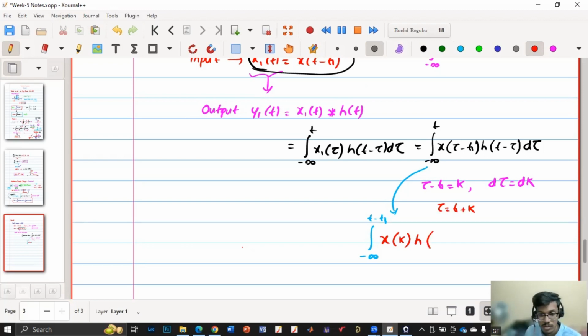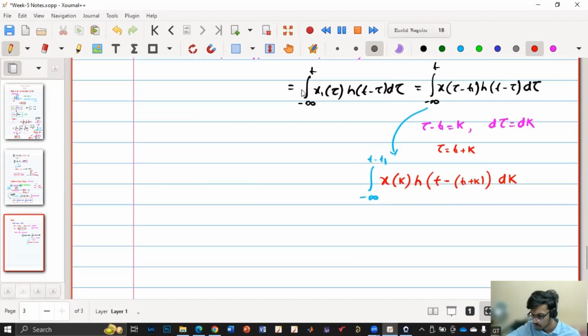Are you following? Yes. So my tau is t1 plus k, so it will be h of t minus t1 minus k, and dk. Please correct me if I'm making any mistake. Yes, sir. Okay. Isn't it? Or have I done any mistake?